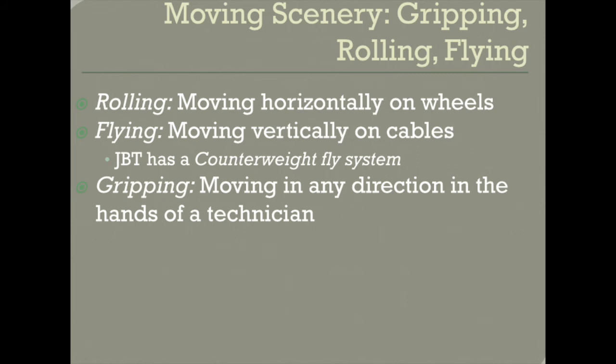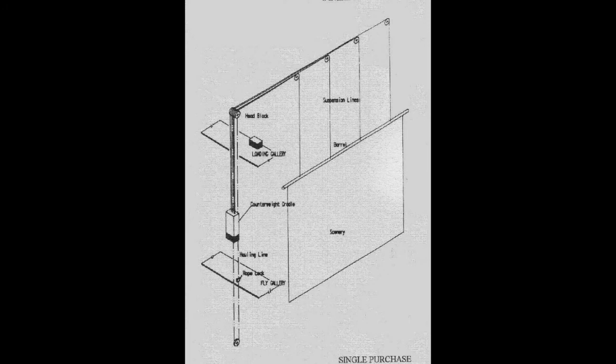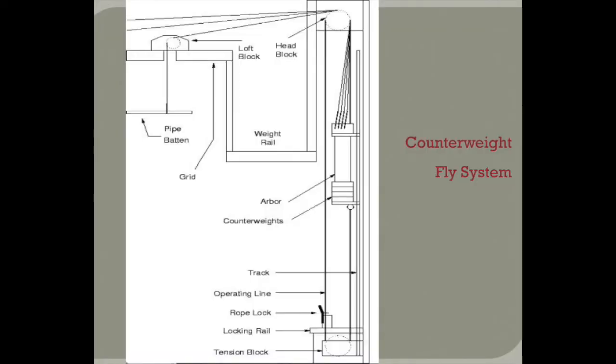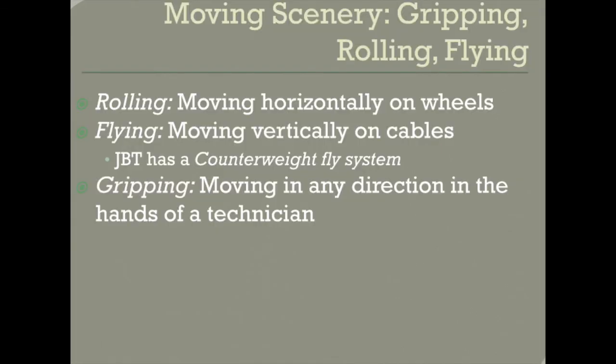The JBT has a counterweight fly system, and what counterweight fly system means is that if it is a 300 pound drop coming in, or flying element, whatever it is, like a piece of scenery, the ropes that whoever is pulling also need to have 300 pounds on them, so they cancel each other out. It's not like whoever's pulling the rope is pulling 300 pounds. It's evenly distributed, so it's not that hard to pull. And then gripping: moving in any direction in the hands of the technician.